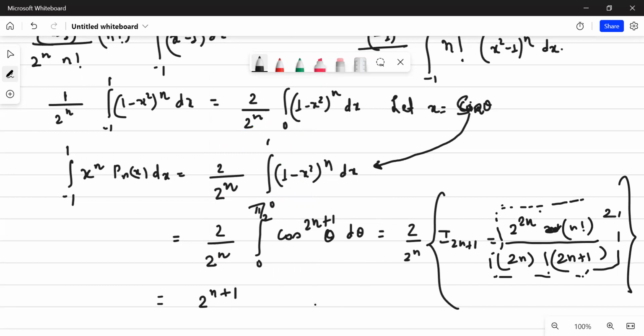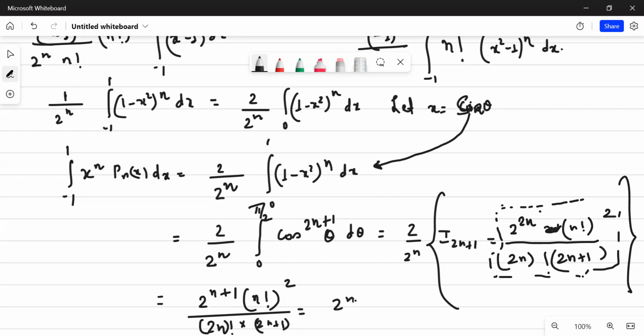Then there is n factorial का square. I'll write n factorial का square as it is. And then if I divide, so this is like 2n factorial into 2n plus 1. So अगर 2n plus 1 को 2n factorial से multiply करोगे तो क्या आएगा?